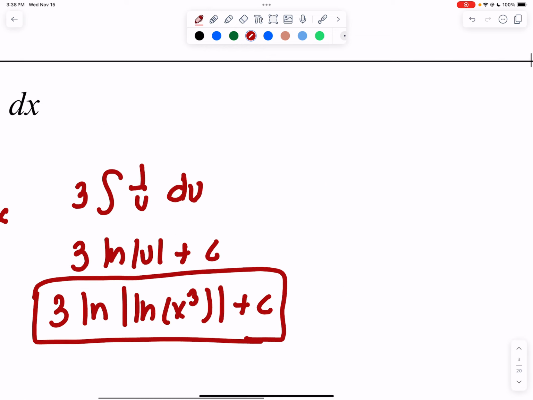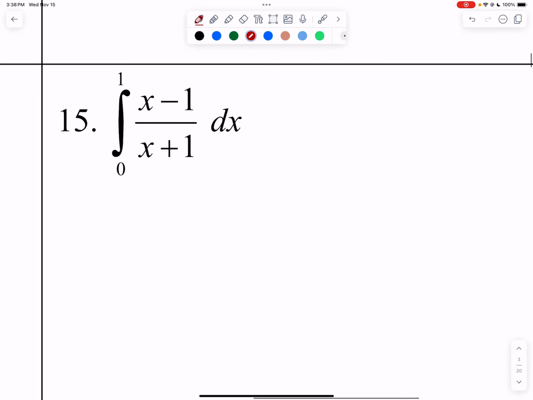All right. Number 15 is a definite integral from 0 to 1, and I have x minus 1 over x plus 1. This one right here, I can't really use u substitution because then I'm going to get u equals x plus 1, du is going to be 1. Can't really do that.